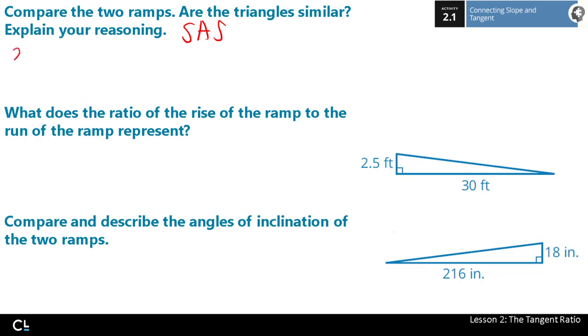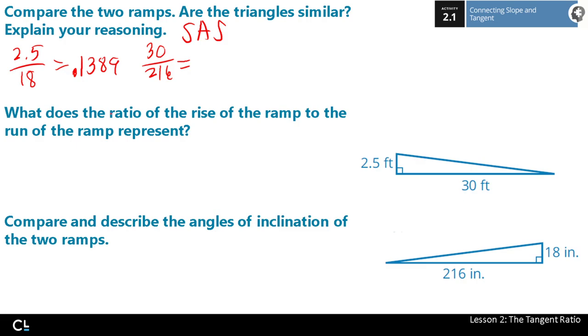So we could say 2.5 over 18. And then what is that equal to? And then we could do 30 over 216. What is that equal to? Right? So we're going to get decimals for these because they'll just be easier to compare. So we do 2.5 divided by 18. That's going to give me 0.138 repeating. So 0.138, and we're going to round it to 9.